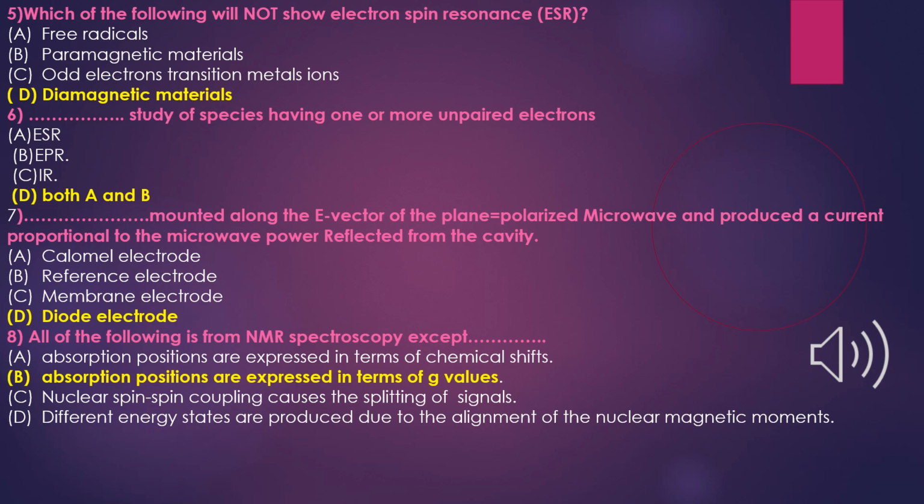8. All of the following are from NMR spectroscopy except: A. Absorption positions are expressed in terms of chemical shift. B. Absorption positions are expressed in terms of g values. C. Nuclear spin coupling causes the splitting of signals. D. Different energy states are produced due to the alignment of the nuclear magnetic moment. The answer is B. Absorption positions are expressed in terms of g values.